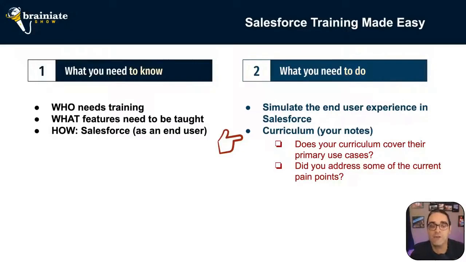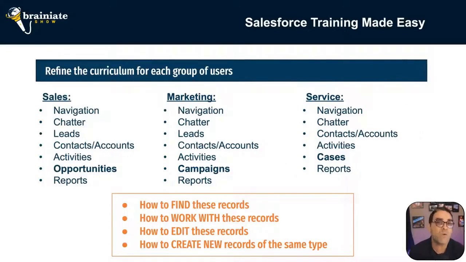You've created this list view. You are now building out your notes, which in turn becomes the curriculum that you are going to use to train them. And you need to make sure, does your curriculum actually cover their primary use cases? Did you address at least some of the pain points that they currently have, however it is that they're doing their jobs today?